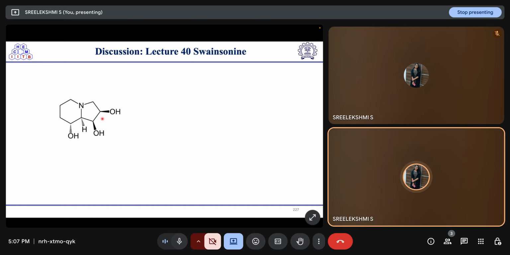Now, in Zhao's formal synthesis of Swainsonine, which also came in 1995, the key reactions were Sharpless asymmetric dihydroxylation and kinetic resolution of an alpha-furfuryl amide. The starting material was furfural, and the key reaction was the Achmatowicz rearrangement. They completed this synthesis in 15 steps. So that's about Swainsonine.